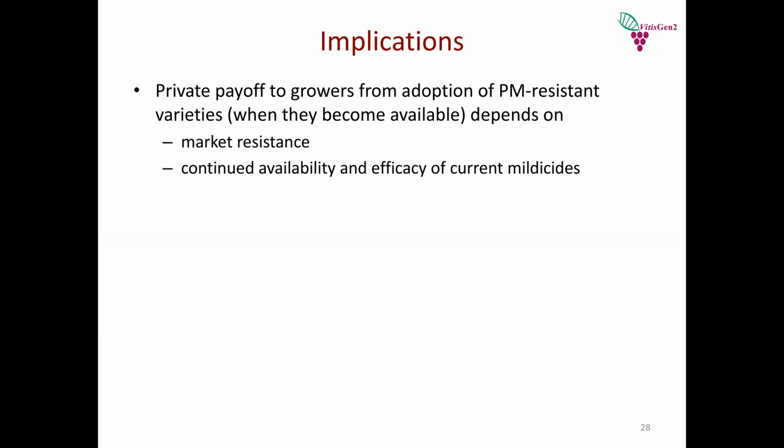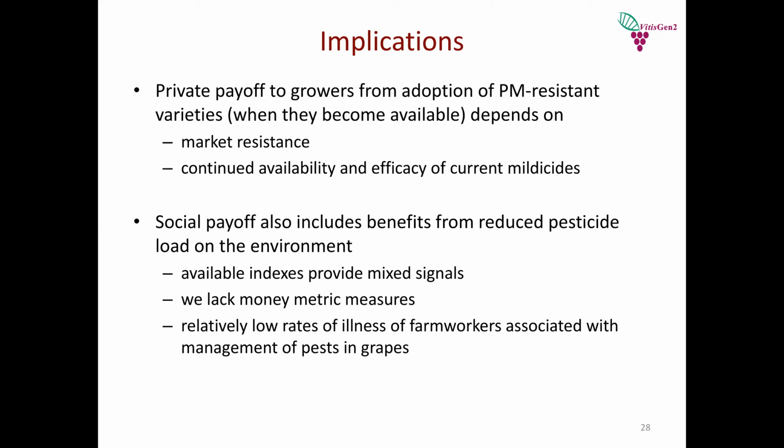The implication of this analysis is that the private payoff depends a lot on how widely these varieties will be adopted when they become available, and that's where we run into these questions about market resistance related to the vinifera varietal name or transgenic technologies. But also another offsetting factor is how effective the current pesticides will continue to be, and whether they will be allowed to continue to use them, because we have increasing government decisions to disallow the use of technologies that have been used to date because of concerns about environmental and other damages.